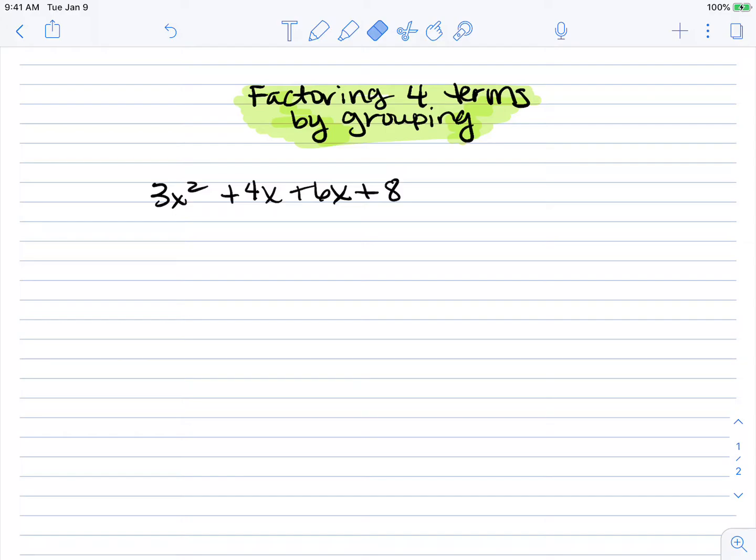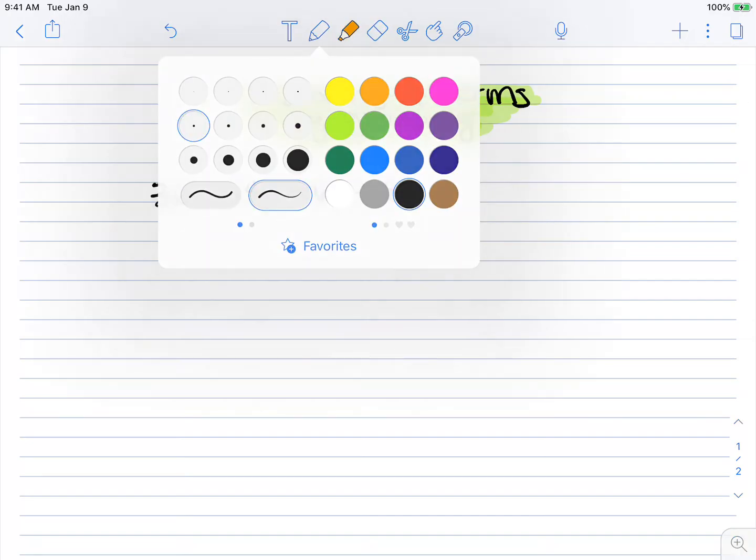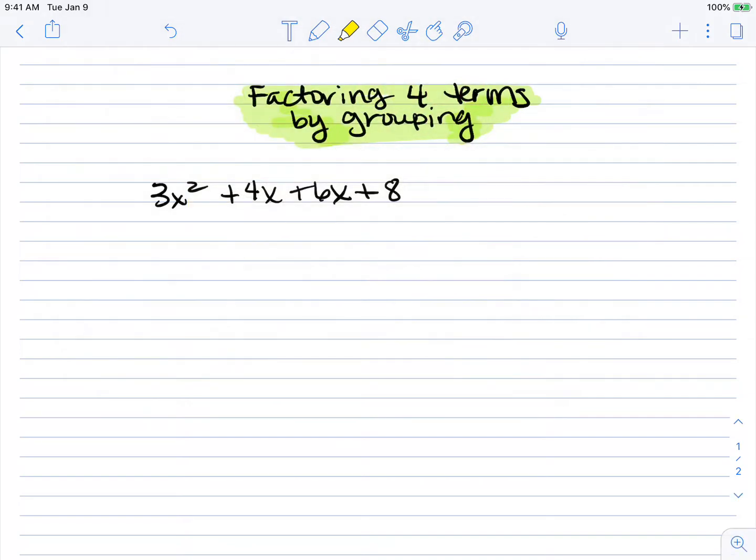Okay, so we're going to factor four terms by grouping. And the way that I know if my polynomial has four terms is I'm going to be able to count my terms based on the addition and subtraction. So this is my first term, and then I got this addition sign. So this is my second term, and then I got this addition sign. So this is my third term, and this addition sign, and this is my fourth term.